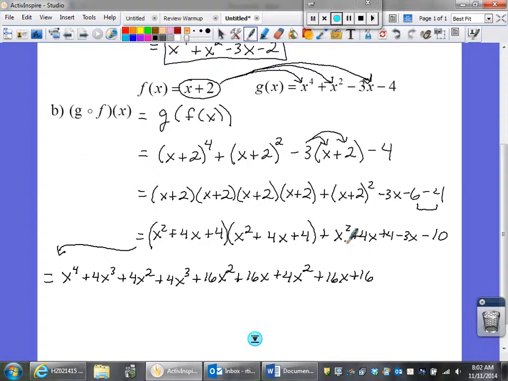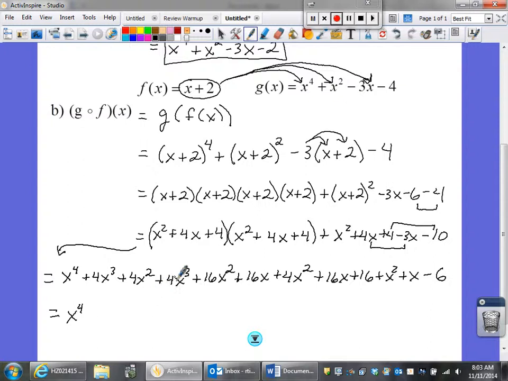Now let's see, we have an x squared right here. We have a 4x minus a 3x, that's just plus x. And we have a positive 4 minus 10, which is negative 6. All right, so we're supposed to put any like terms together we possibly can. I see an x to the fourth, and that is the only term that is x to the fourth. All our x to the thirds.